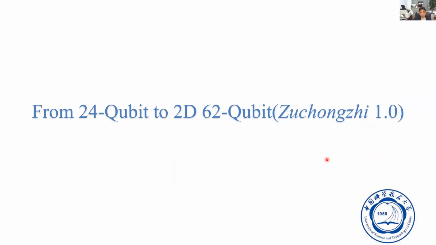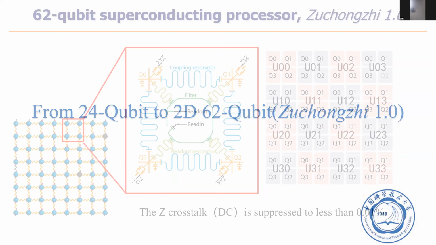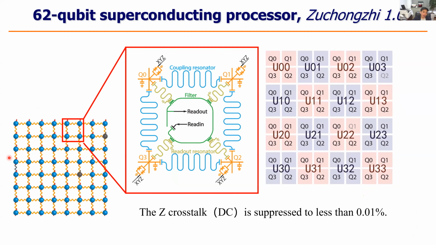Okay, we didn't stop at the ladder structure for a long time. We really wanted to go to really 2D structures, so we go to Zuchongzhi 2.1, a 62 qubit processor. In the 2.1 processor, we designed 8 by 8, really 2D structures. So it adds up to 64 qubits, but 2 of them do not function. So finally, we have 62 qubits on such processors.